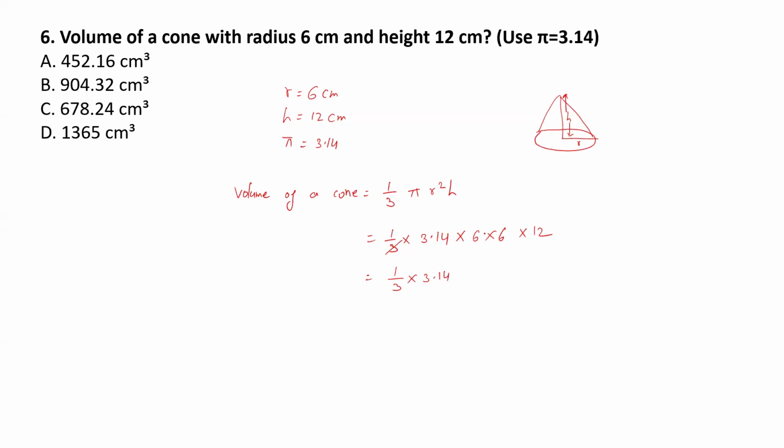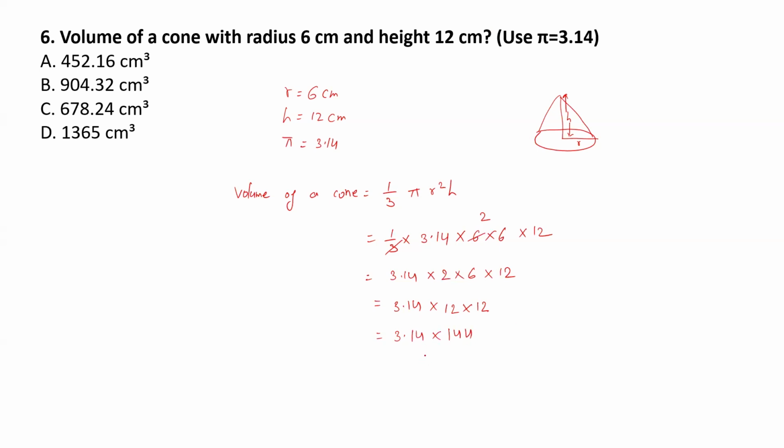So 3 and 6 will get cancelled, 2 times. Right? So let me remove this 1 by 3 factor. So you have 3.14 into 2 into 6 into 12. 3.14, let me keep it as it is. 6 into 2 is 12, into 12. 12 into 12 is 144, right? 144. This multiplication you have to do.